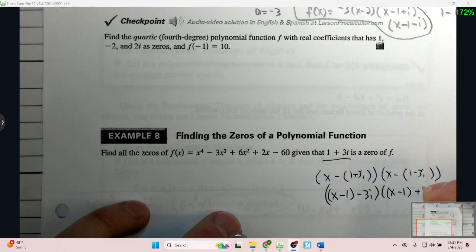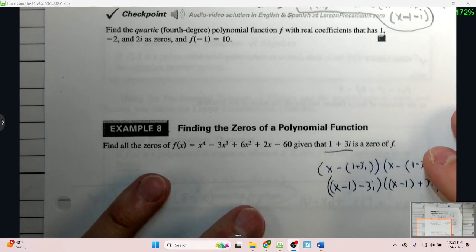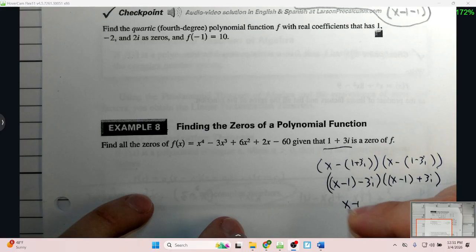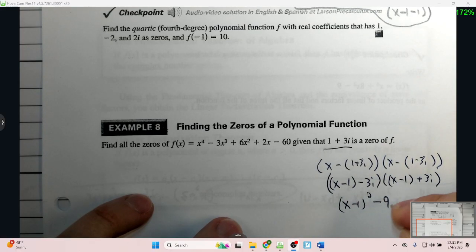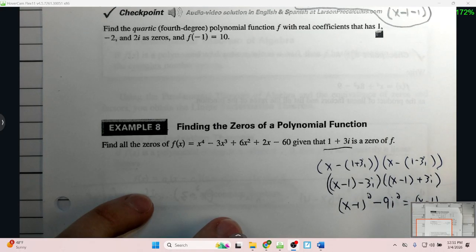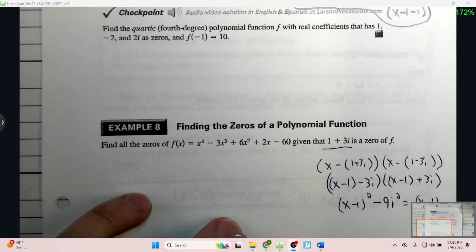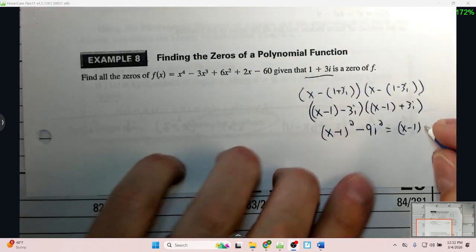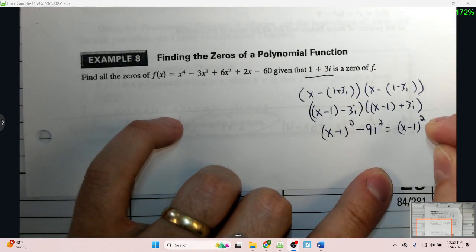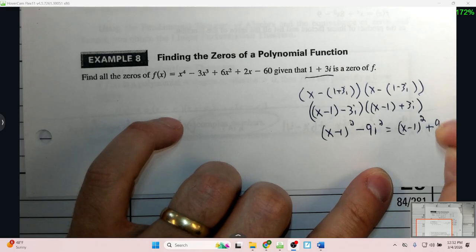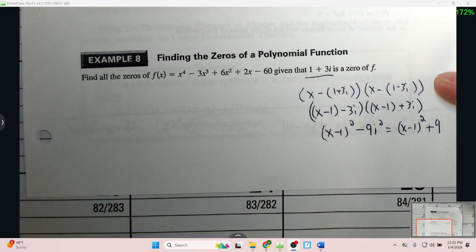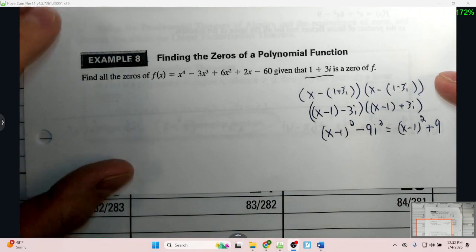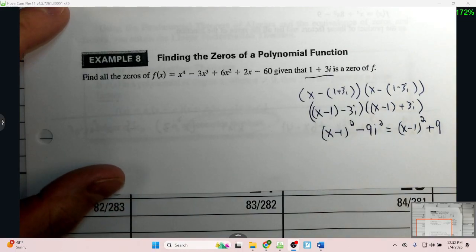And this is now plus 3i. I thought it was fantastic, because that means that this is now x minus 1 squared minus 9i squared, which is x minus 1 squared plus 9. Okay, so that's part of this polynomial.